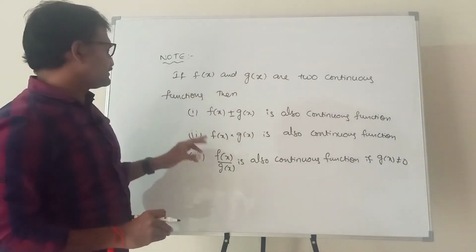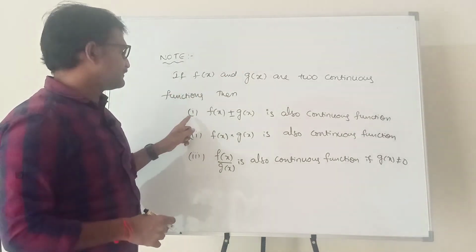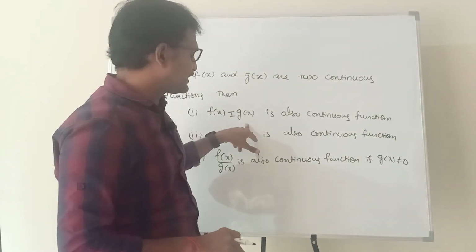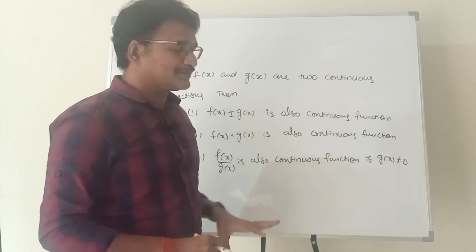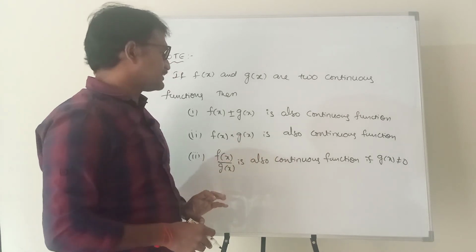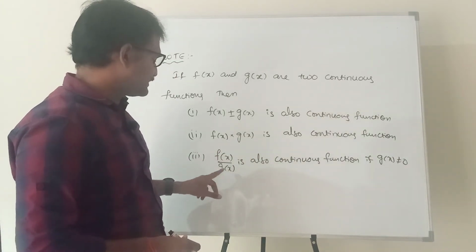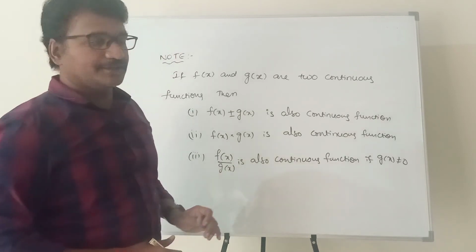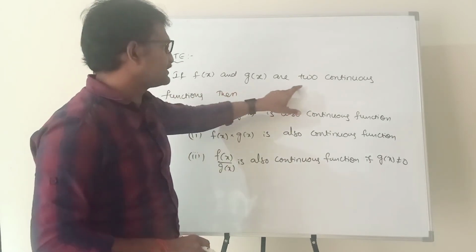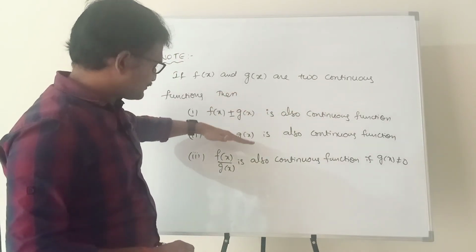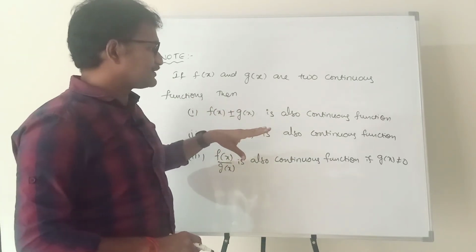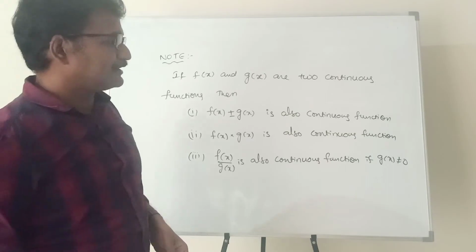If f of x and g of x are two continuous functions, then f of x plus or minus g of x, if you add two continuous functions or if you subtract two continuous functions, it always gives a continuous function. f of x into g of x also gives continuous function. f of x by g of x is also continuous function if g of x is not equal to 0. When both the functions are continuous, then only these conditions are applicable. Otherwise, sometimes it is continuous, sometimes it is discontinuous.